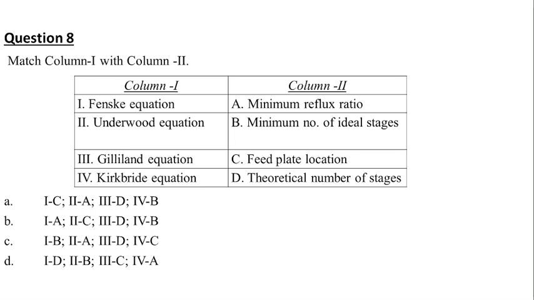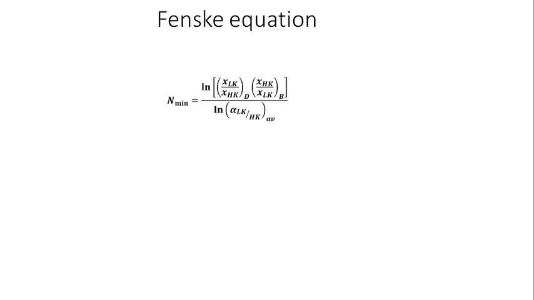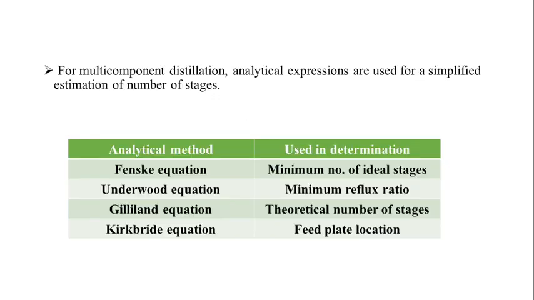Option C is the correct answer. Then let's see the detailed solution. For multi-component distillation, it's difficult to use the McCabe-Thiele method. So we will use some analytical expressions for estimation of the number of stages and minimum reflux ratio.